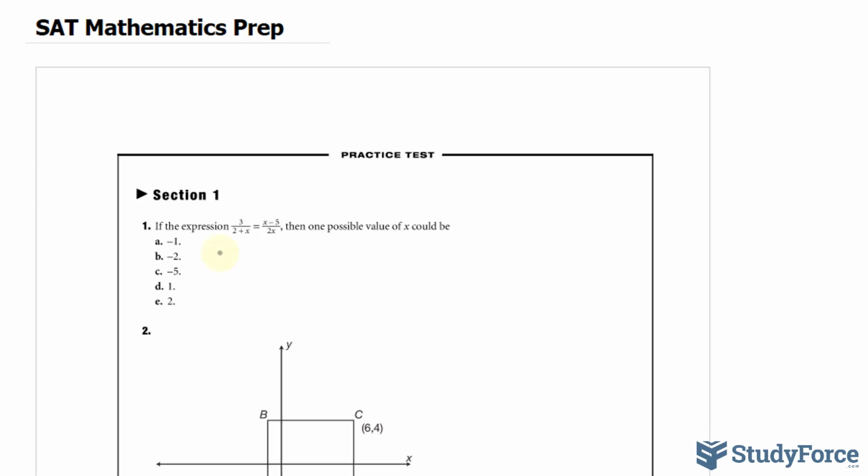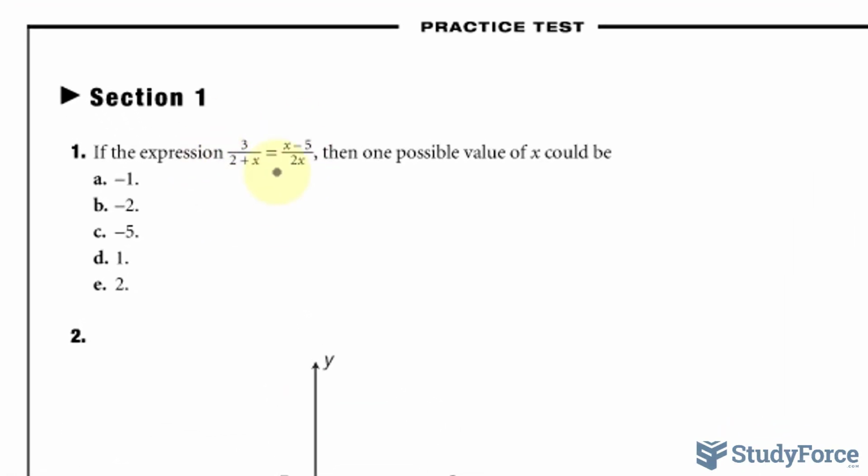Let's get started. In question number 1, if the expression shown right here, then one possible value of x could be. Now there's two ways to approach this. The way I would approach it is by actually solving it because I know how to solve equations quickly. But a backdoor approach would be to substitute each one of these possibilities into wherever there is an x. Then evaluate to see which would make the equation true. But rather than taking that route, I'll solve this the honest way.